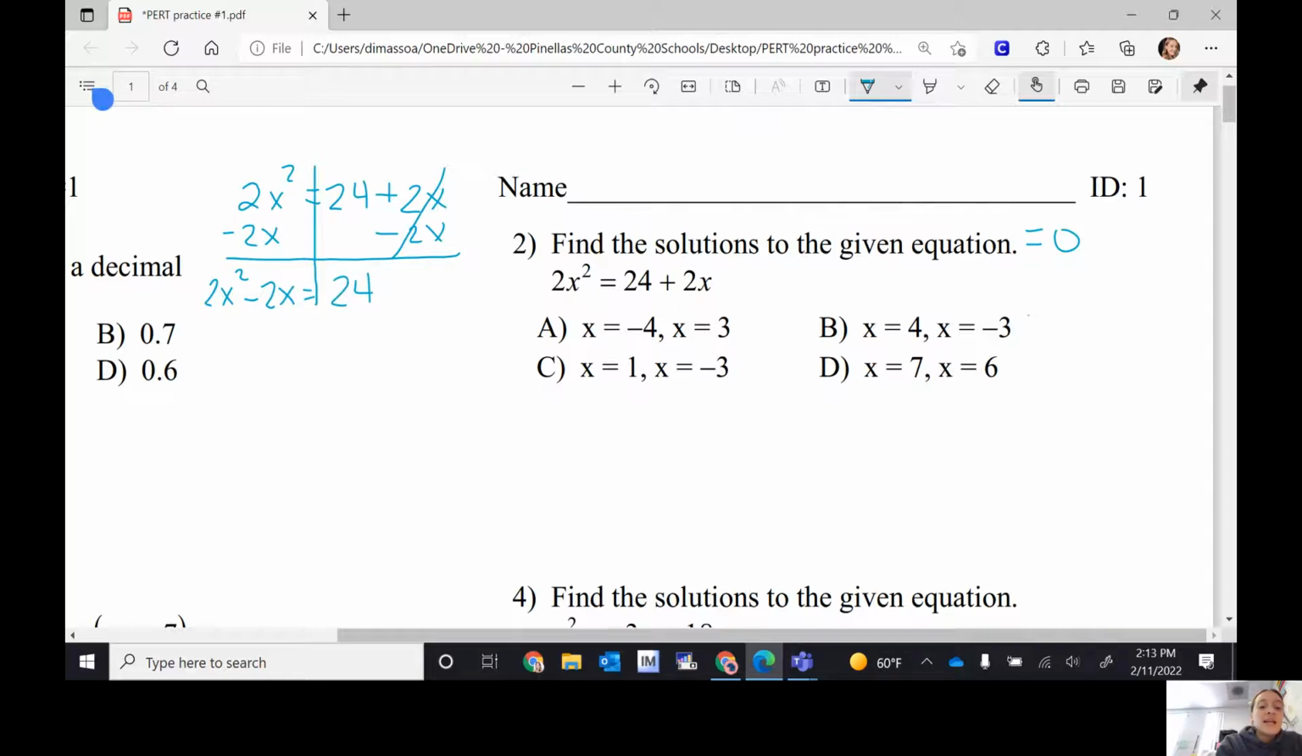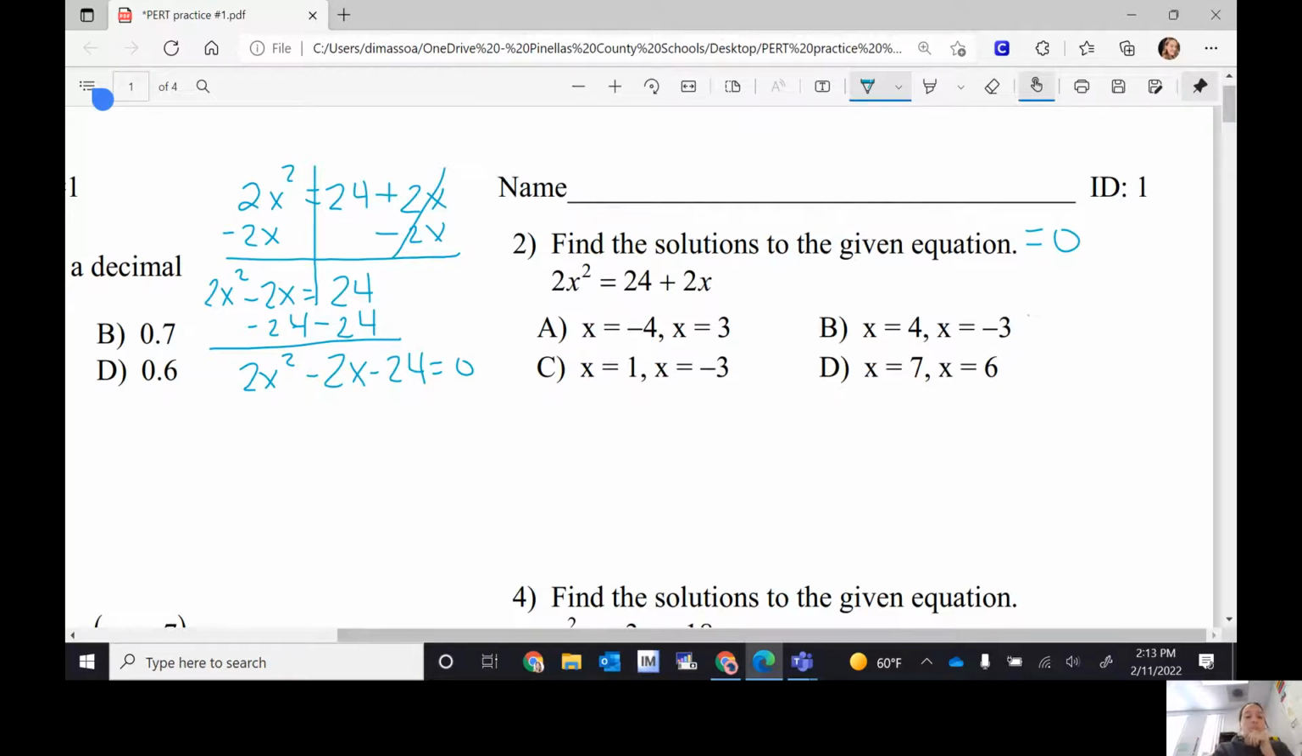And then again, I have to do the same thing, get the 24 to the other side by doing the opposite, by subtracting it from both sides. So my new equation is 2x squared minus 2x minus 24, and set that equal to 0. Now that it looks like that, I can factor my equation, and factoring is going to be how I get my solutions to the equation.